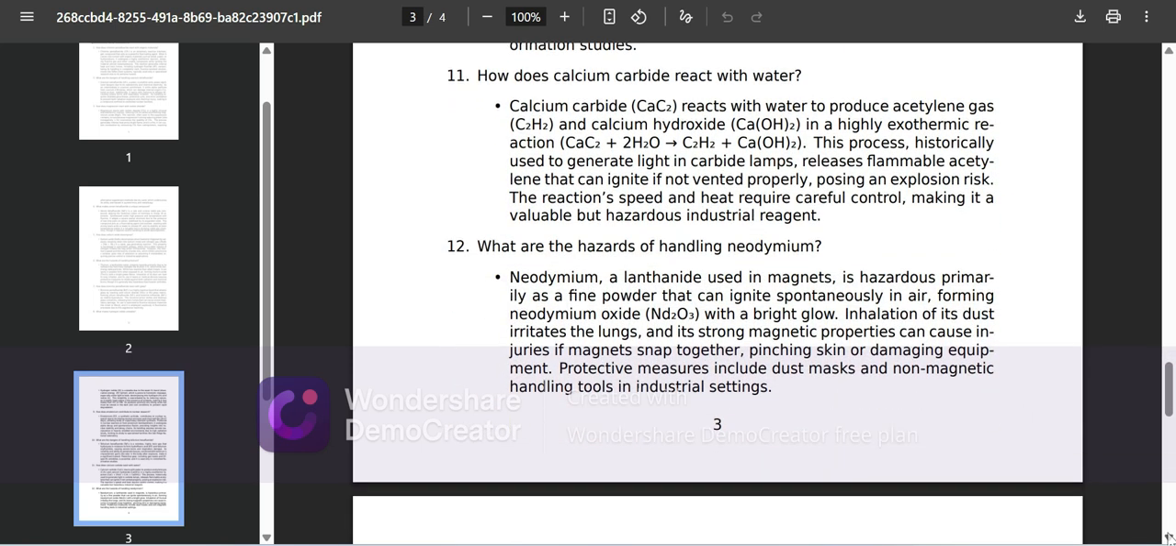Calcium carbide reacts with water to produce acetylene gas, C2H2, and calcium hydroxide, Ca(OH)2, in a highly exothermic reaction.